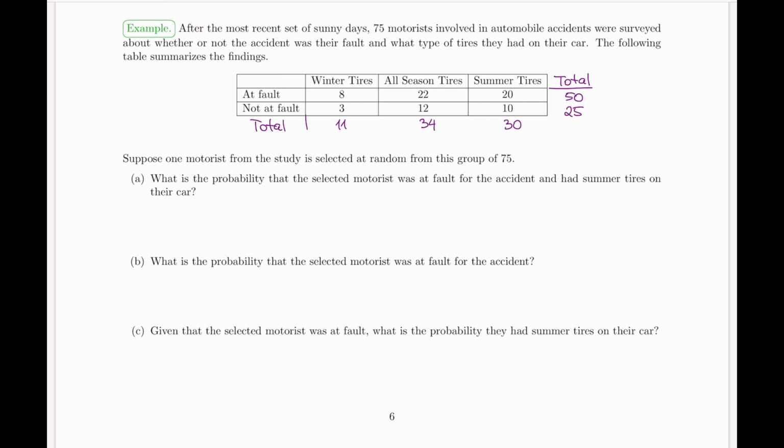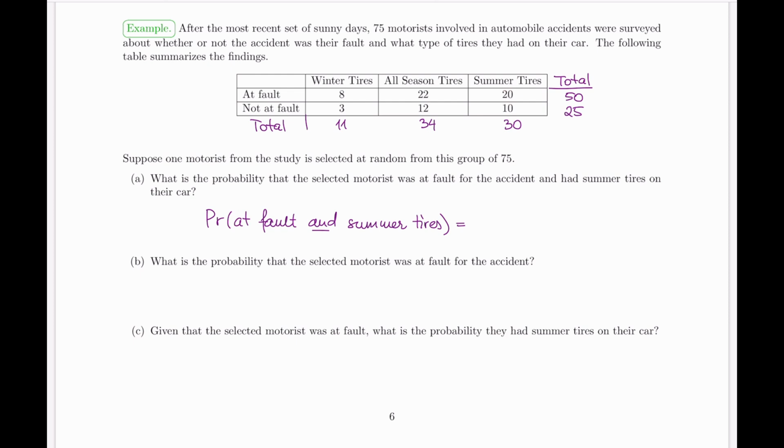What is the probability that the selected motorist was at fault and had summer tires on their car? The probability that they were at fault, let's write that down, and had summer tires. Now, where are we going to get this information from the table? Well, I can see that at fault and summer tires will reside in this cell right here. Now, of course, that's just the number of motorists, and I would like to know the probability.